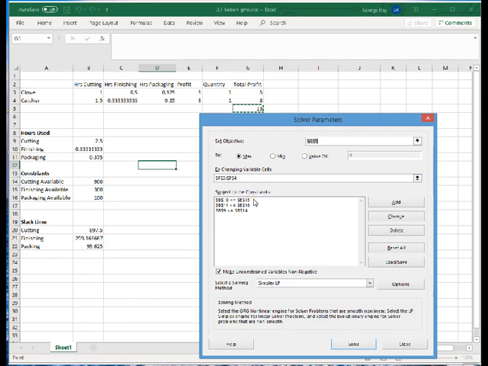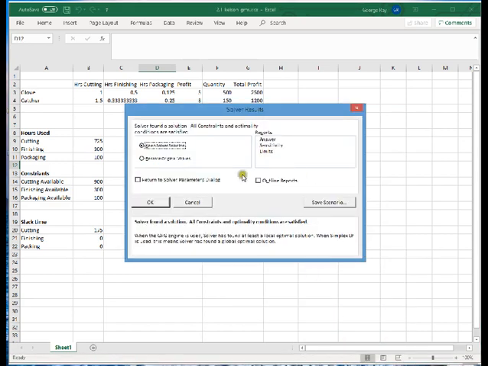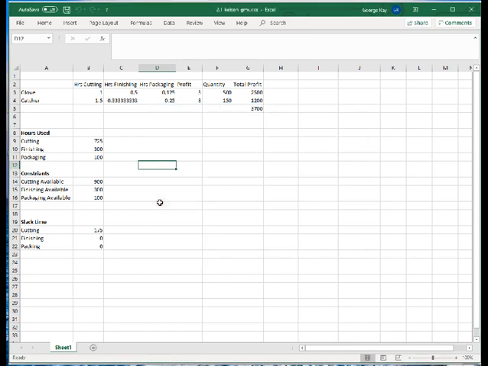B10 is less than B15. In other words, the finishing hours used is less than the finishing hours available. The packaging hours used is less than the packaging hours available. And then the cutting hours used is less than the cutting hours available. And of course, we'll use the simplex algorithm, and we'll go ahead and get our results.